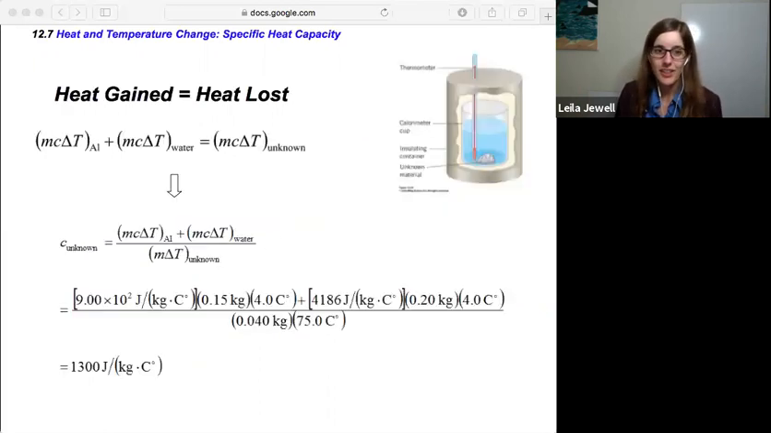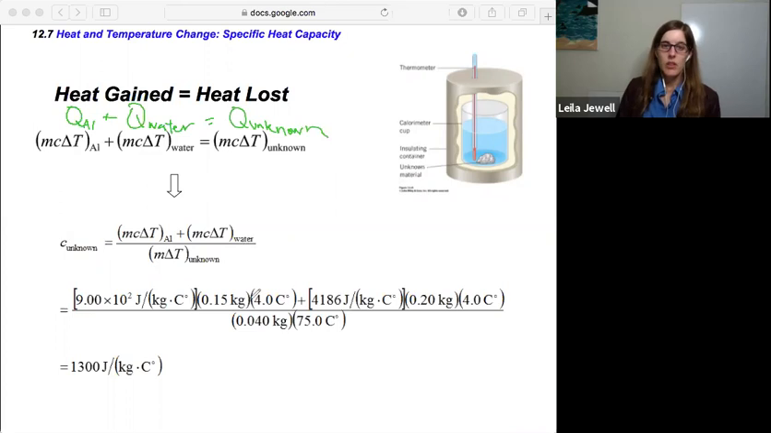Let's take a look. So we're going to say heat gained is equal to heat lost. I might even add another line here, that we have the Q of the aluminum cup plus the Q of the water is equal to the Q of the unknown, our rock. This is a more general way, and so I encourage you to write both of these lines because that will really help you set you up for success in the coming sections.